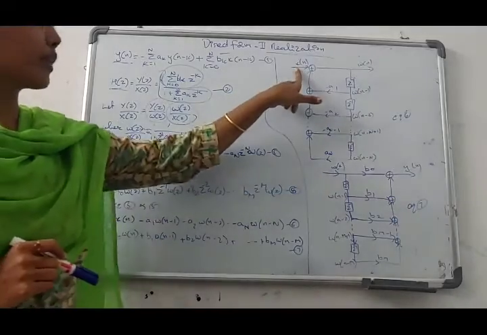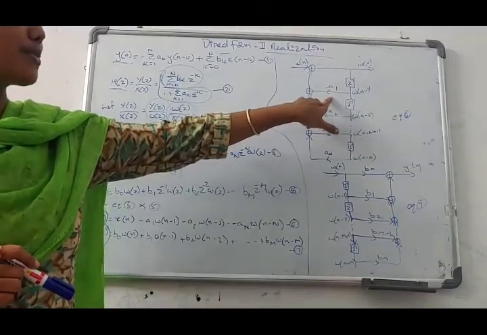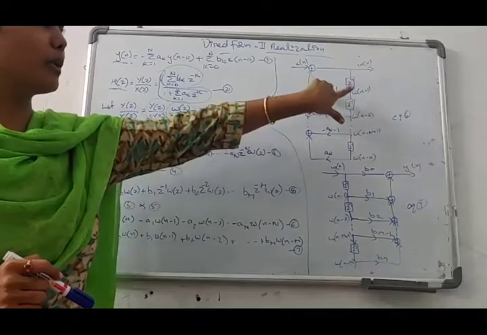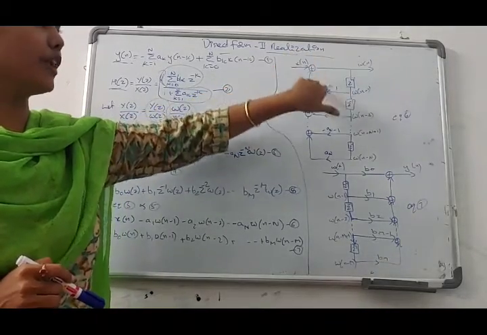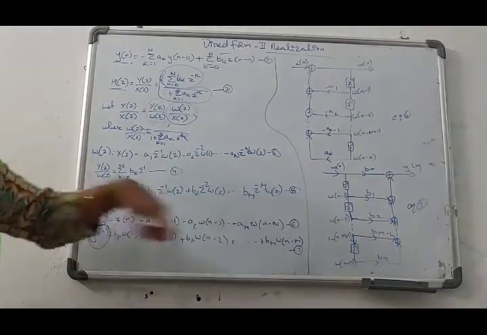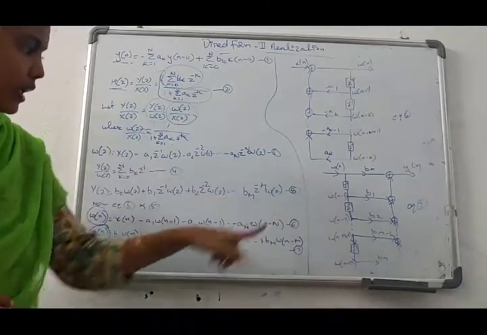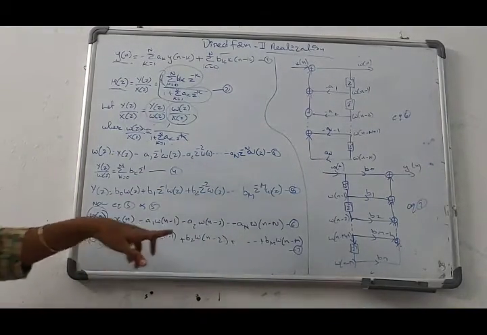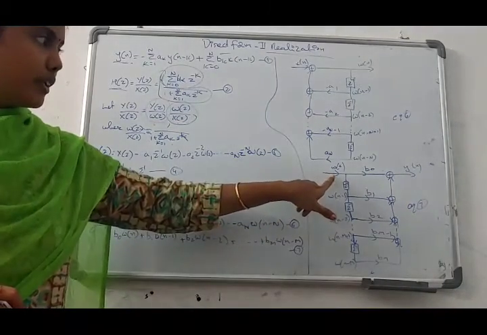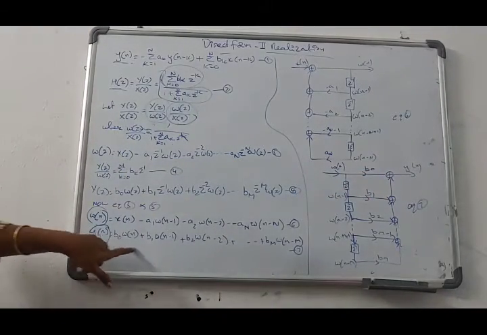See this one. x of n minus, so here the constant is minus a1 into, what is the delay? w of n minus 1. You have to multiply these two and add x of n, plus up to aN into w of n minus N. Okay. In the same way y of n. So this is y of n. Y of n is equal to w of n plus this whole term.